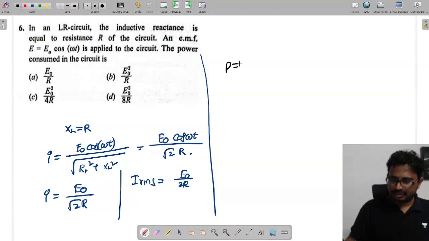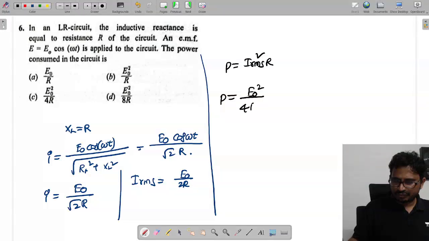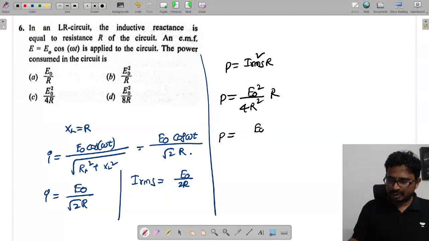So this power is what? IRMS square into R. That is, P is equal to E naught squared by 4R square into R. So this P value is E naught squared by 4R.